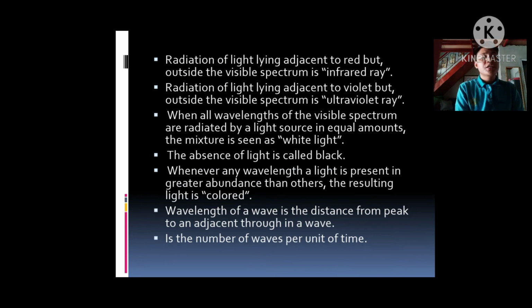Radiation of light lying adjacent to red but outside the visible spectrum is the infrared ray. Radiation of light lying adjacent to violet but outside the visible spectrum is the ultraviolet. Here it says that inside the visible spectrum we see violet, and outside of it is the ultraviolet ray. When all wavelengths of the visible spectrum are radiated by a light source in equal amounts, the mixture is seen as white light.